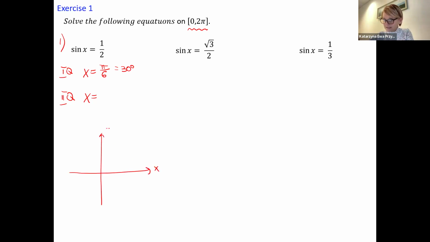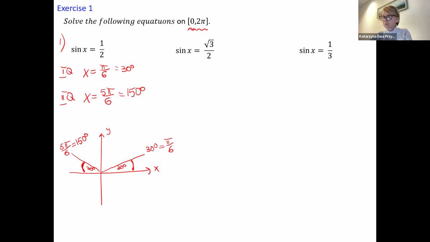If this is x, this is y, we can see this is 30 degrees. It means this is the angle, and we need the same distance here. 30 degrees, 30 degrees. That means this one will be 5 times pi over 6. Yes, 5 times pi over 6. 5 times 30 is 150. That means this one is 5 times pi over 6 or simply 150. That's pi over 6, okay? That means sine is positive in the first and the second quadrant.